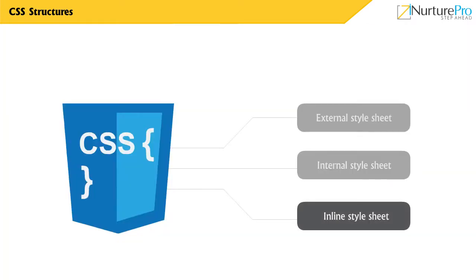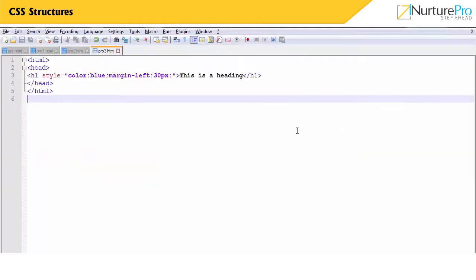The inline style sheet is specific to the tag and defines a specific style for a single element when the tag is applied. Inline styles can be used by adding the style attribute to the relevant element. The style attribute can contain any valid CSS property. For example, in this program, the heading style will be applicable to only this specific heading one element.